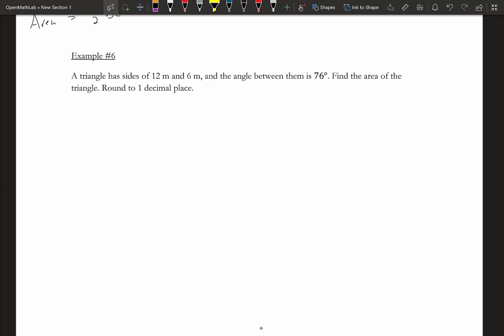So example 6 is an example of this. A triangle has sides of 12 meters and 6 meters, and the angle between them is 76 degrees. Find the area of the triangle. The area is going to be 1/2 times the product of the side lengths, times the sine of the angle between them, which is 76 degrees.